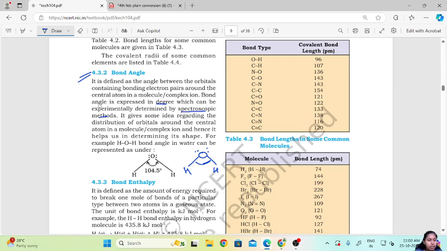Now for example, the water molecule should have a linear structure like this, but because of the unpaired electrons there is a repulsion that is faced, and due to that we have a bent structure with an angle of 104.5 degrees.